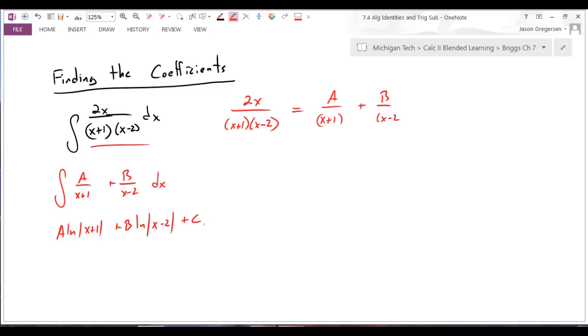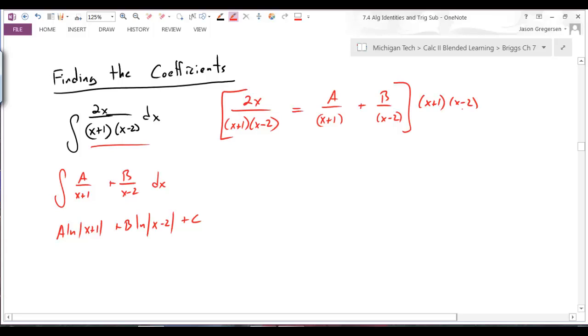And this is what we're going to do. The first thing we're going to do is multiply through the whole equation. Remember, I can multiply through the whole equation by stuff. I can multiply through the whole equation by x plus 1 times x minus 2, the original denominator. When I multiply through by that, on the left-hand side, what do I get? 2x. On the right-hand side, as I multiply each of these pieces by that, for the first one, the x plus 1s will cancel out, and I'll get x minus 2. For the second one, the x minus 2s will cancel out, and I'll get x plus 1. So I'll get to this form.